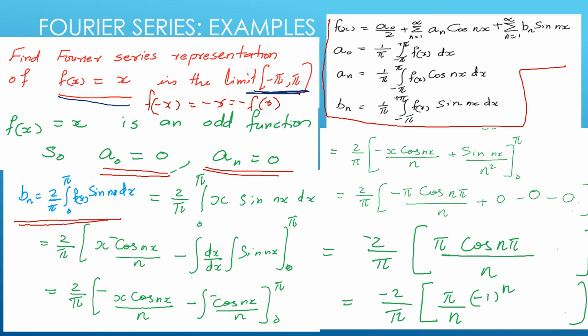So that is bn equal to 2 by pi, integral 0 to pi f of x sin nx dx. What should have come here is 1 by pi, integral minus pi to pi. Instead of that, 2 by pi into integration from 0 to pi has been done. We substitute x for f of x.